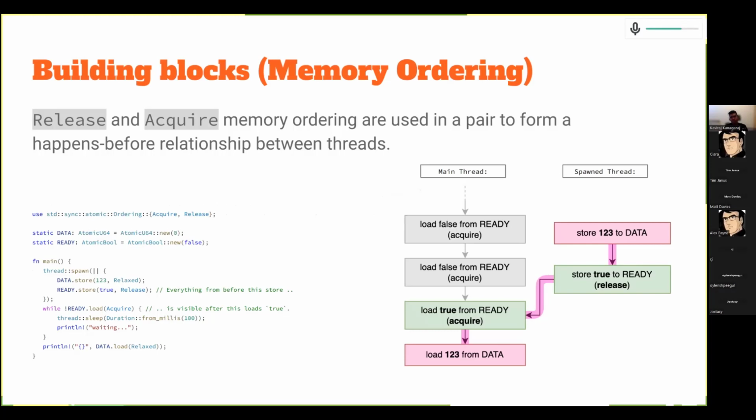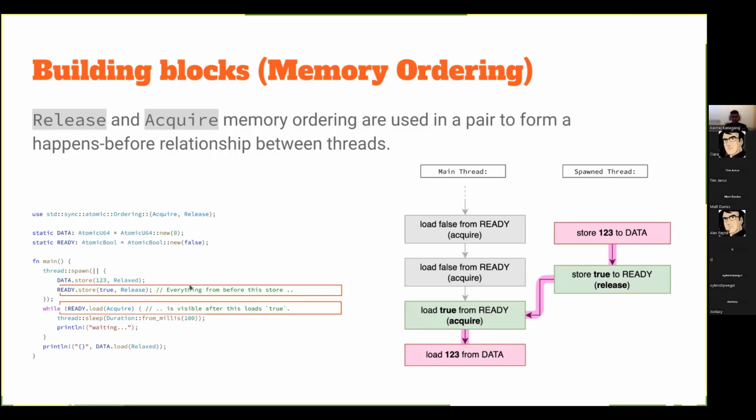We use these two memory orderings, Release and Acquire, as a pair. What that means is, Acquire is used for load and Release is used for store. When used in a pair, you can always guarantee that the Acquire load happens after the Release store. So whatever value is stored with the Release memory ordering will be observed by the Acquire load. That's the basic idea to establish this happens-before relationship.